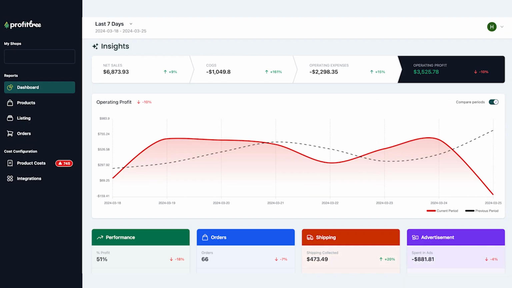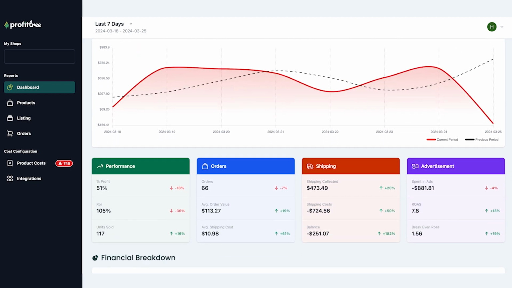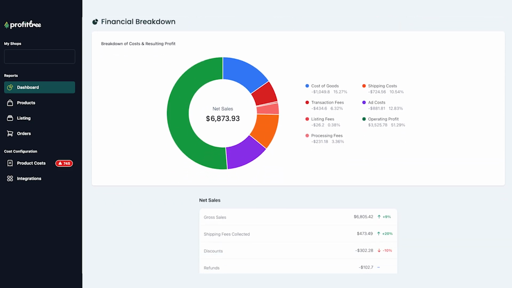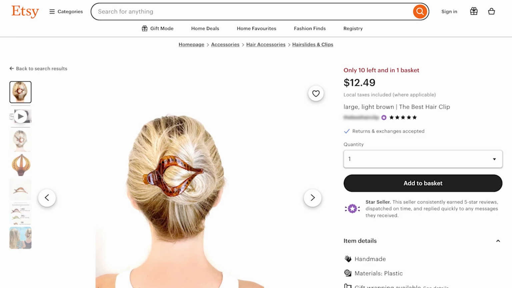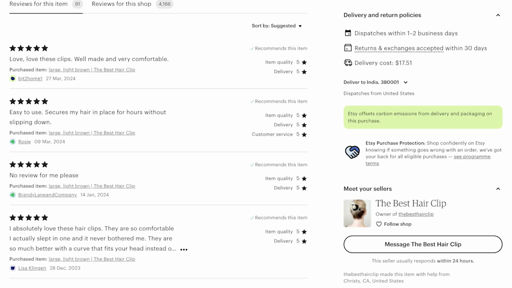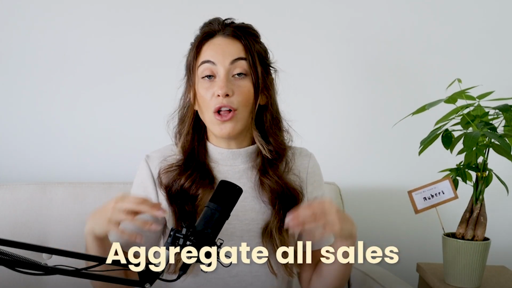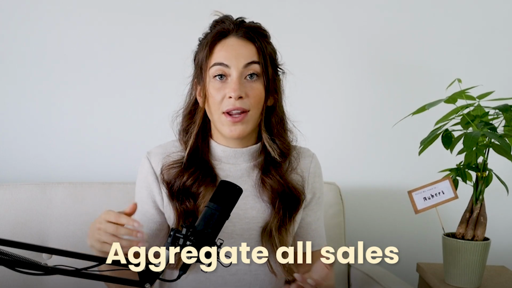Profit Tree works without you having a SKU system, but it's likely that you have the same product repeated multiple times in your Etsy shop. So if you sell, I'm wearing a hair clip, right? So I have a hair clip in my hair. If you're selling hair clips and you sell a brown hair clip in one Etsy listing, but you also have it listed in multiple other listings, it would be in your best interest to aggregate all of the sales of that brown hair clip, right?